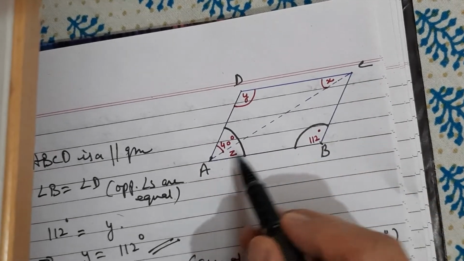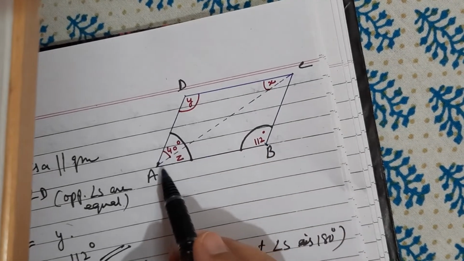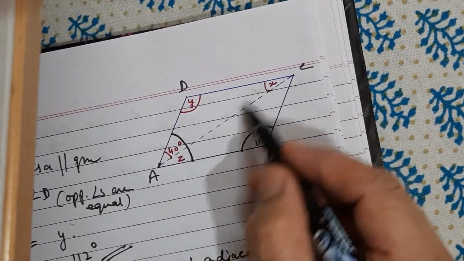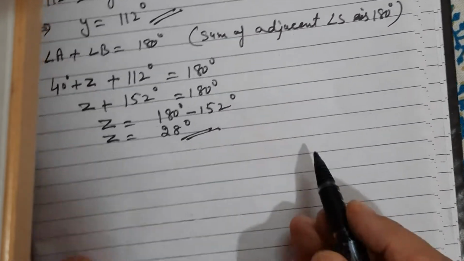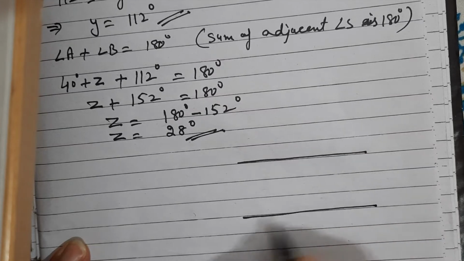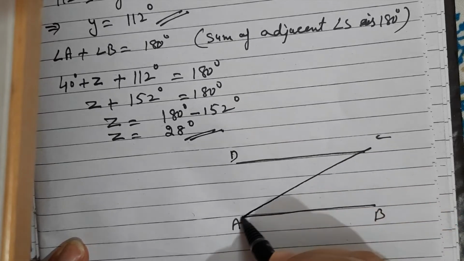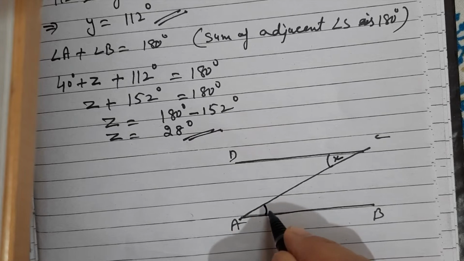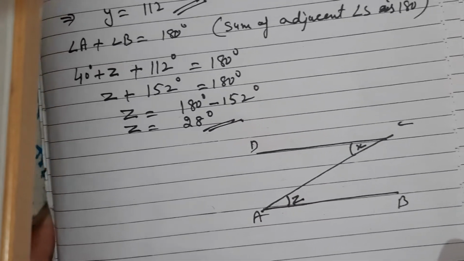Here again the same concept, two parallel lines and transversal. Here parallel lines will be used, AB and DC. AC is the transversal, X is equal to Z, they are alternate interior angles. So I am explaining here. These two parallel lines are taken, AB and CD, and AC is the transversal. This part is X and this part is Z. So whatever value of Z is X, they are alternate interior angles.